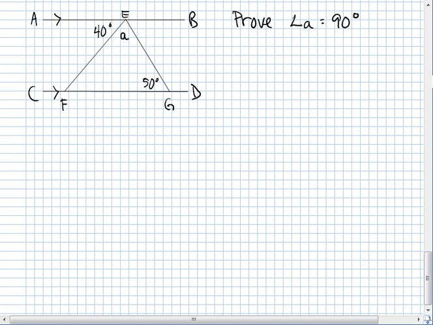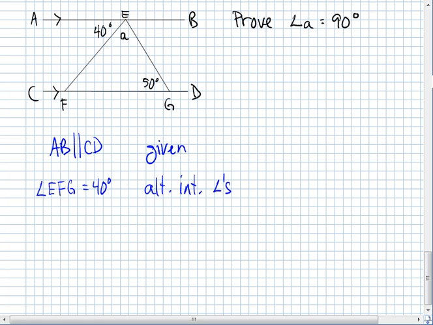We'll start with what you've been given. That's some pretty obvious stuff. For example, I can just say that side AB, the line AB, is parallel to CD. That's been given because I've drawn it that way and I've shown you that they're parallel. Okay, well, since we know they're parallel lines, then that means that all those parallel line properties are also true. So I can also say this, okay, that angle EFG, that angle there is 40 degrees because it's an alternate interior angle to AEF.